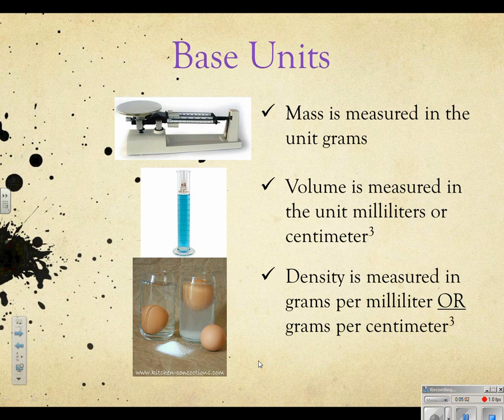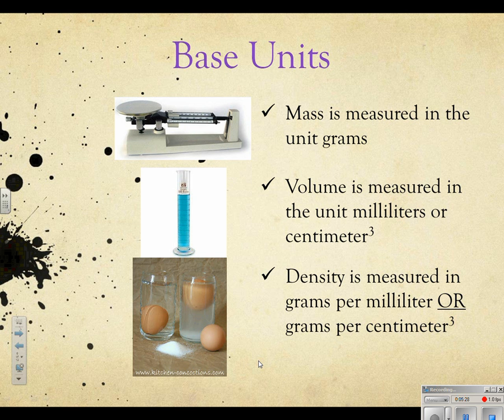The base units I just mentioned are the units that are standard for each type of measurement. So if we're talking about mass, the base unit is going to be grams. Then we could express that in milligrams, centigrams, decagrams, however many we need. Volume, the amount of space something takes up, is actually going to be measured in milliliters or centimeters cubed, okay, or you could say cubic centimeters.